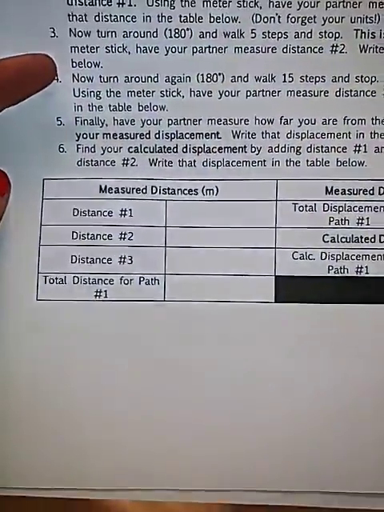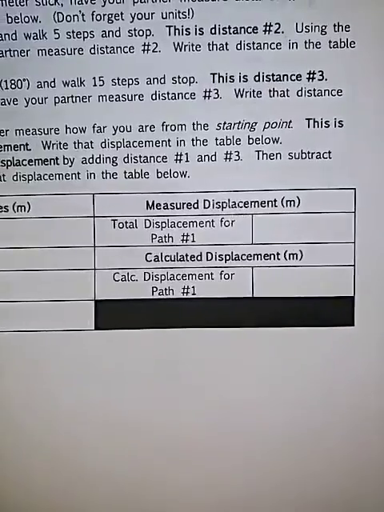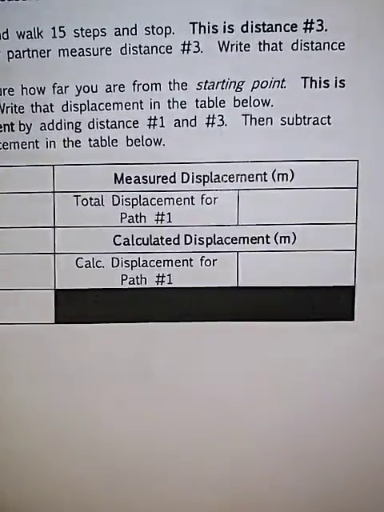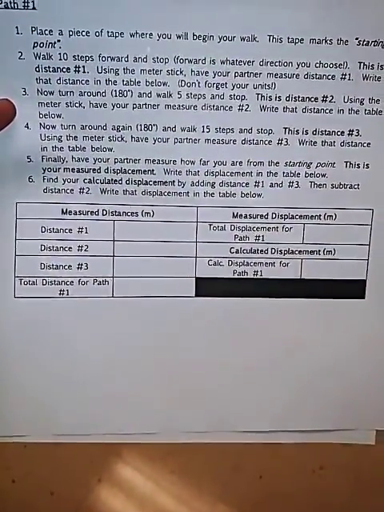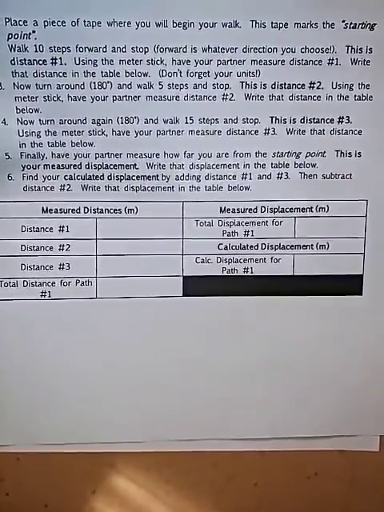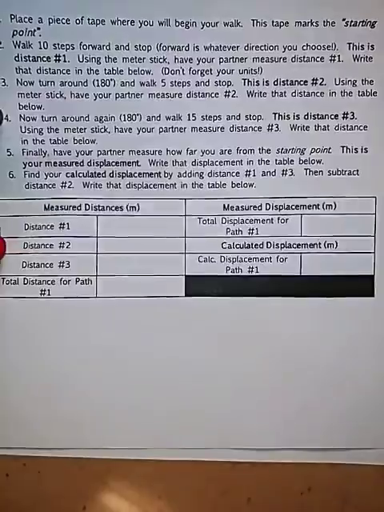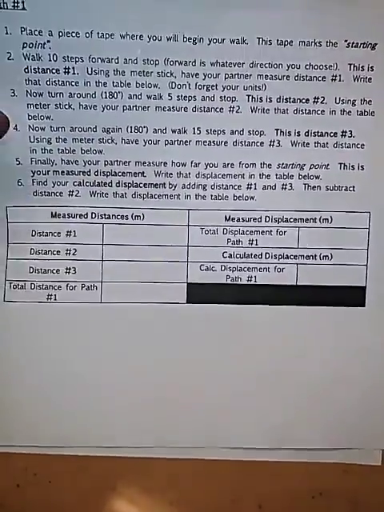The total displacement from our first sticker to the last is 10.52, 10 meters and 52 centimeters. This is your total displacement for path number 1. The last step is number 6, to find your calculated displacement by adding distance 1 and 3 on the left-hand side, then subtract distance 2. Write that displacement in the table below for the calculated displacement for path number 1.